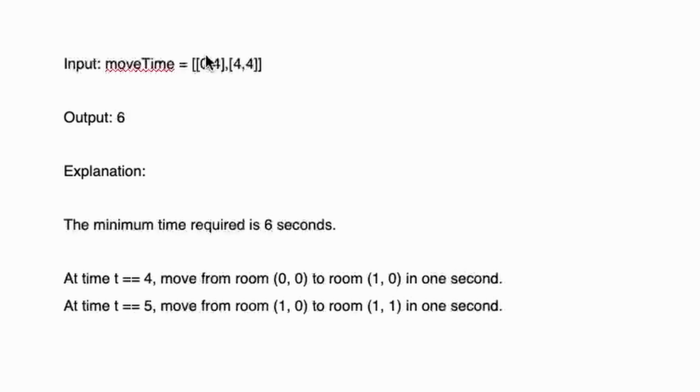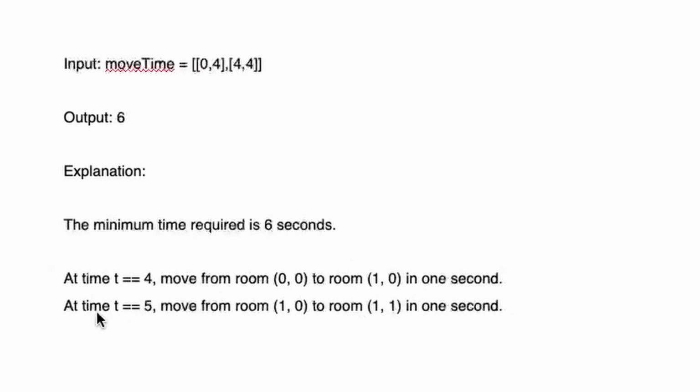Looking at an example, we have the grid 0, 4, 4, 4, and our output is 6 because it takes us 6 seconds to get to the bottom right corner. We see that because at time 4, this is the first opportunity that we can actually move anywhere, because both to the right and below our starting point are 4. So we can move at time 4, but it still takes us 1 second to get to either of those spots. So at time 4, we can move from (0, 0) to (1, 0) in 1 second.